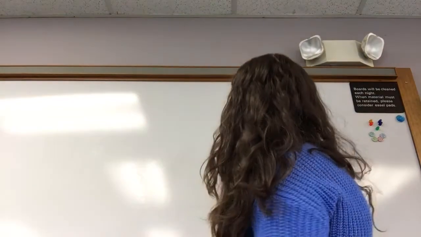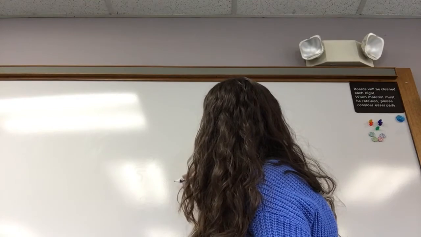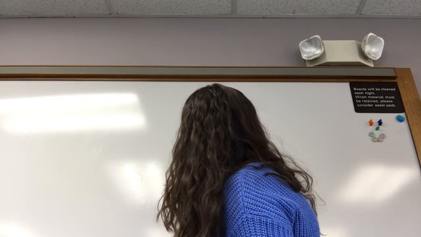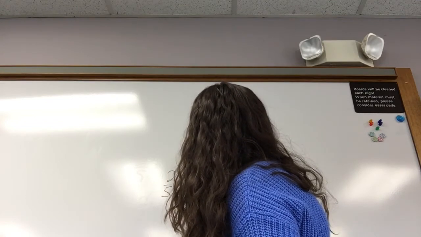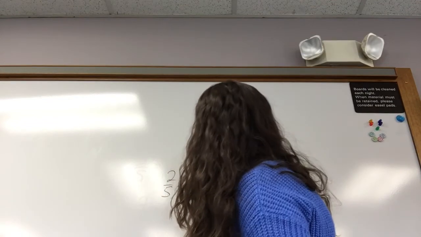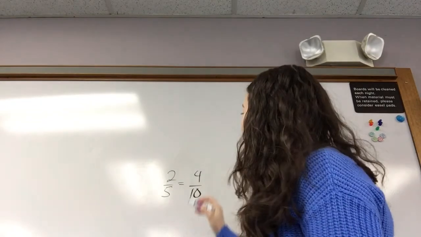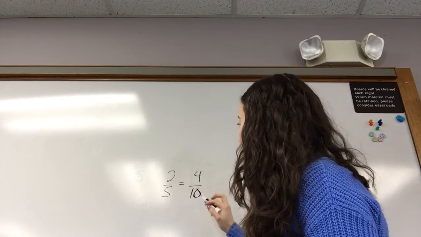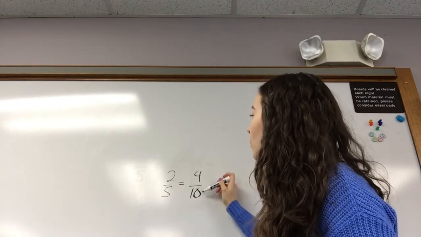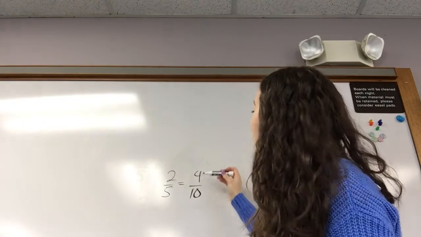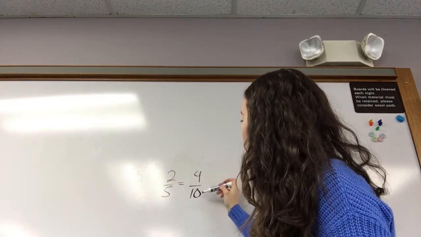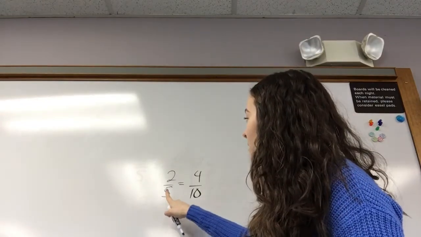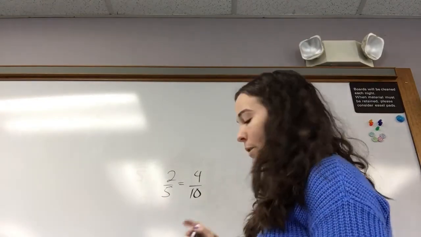So if we have the fraction 2/5 equals 4/10, this is a proportion because it's another way of stating the fraction. 2/5 is equal to 4/10 because if we were to reduce 4/10 to lowest terms, then we would divide 4 by 2, we would divide 10 by 2, and we'd get 2/5. So it's correct to say that 2/5 equals 4/10.